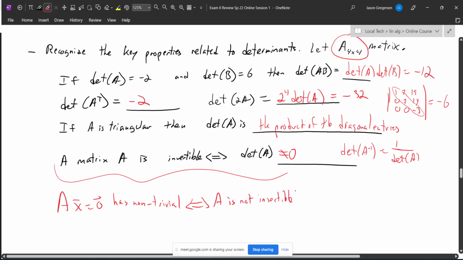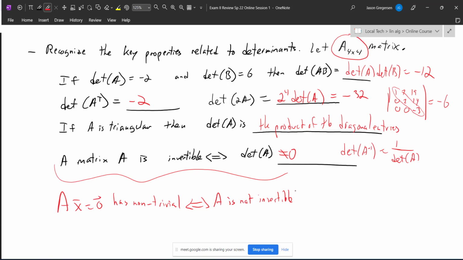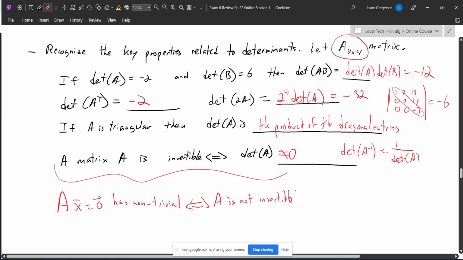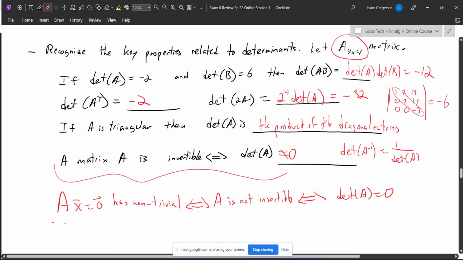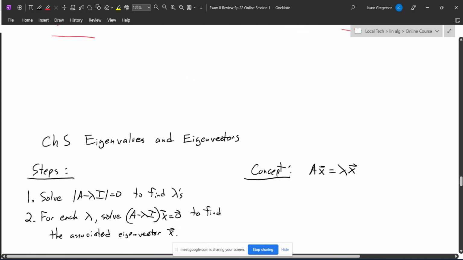If A was invertible, I would multiply both sides by the inverse, I would get X equals 0, and that would be the only solution. So there are other solutions only if A is not invertible, and that happens if and only if the determinant of A is equal to 0. So now I can say that AX equals 0 has non-trivial solutions whenever the determinant of A is equal to 0. And this little chain of logic will be important as we discuss eigenvalues and eigenvectors.